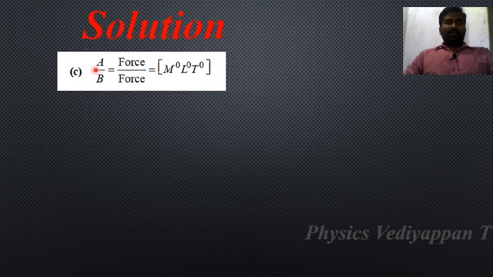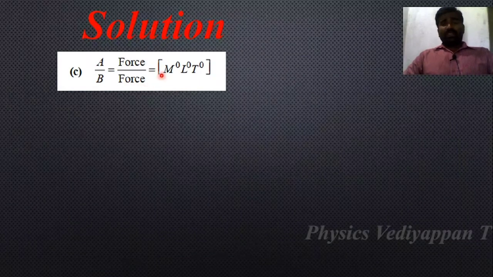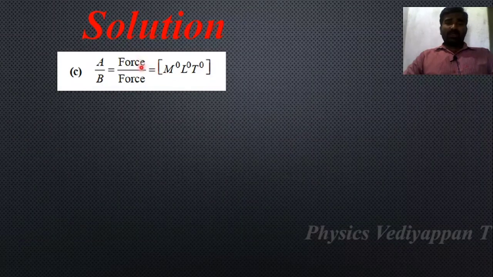First, A by B. In this equation, A and B both depend upon force. So we write A by B is equal to force by force. There is no dimension, they cancel each other. That's why we write M power 0, L power 0, T power 0.